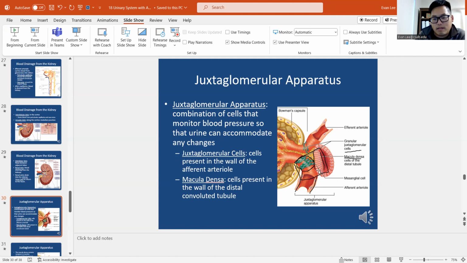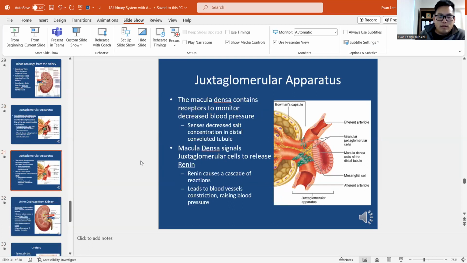And this is where there will be some cells called the macula densa. So this is where you're actually going to be able to regulate blood pressure using, well, down the line, hormones like aldosterone. Let's just say that this is related to aldosterone, but macula densa in the distal convoluted tubule, juxtaglomerular cells in the afferent arteriole. So basically, this will help with regulating blood pressure in a few different ways.